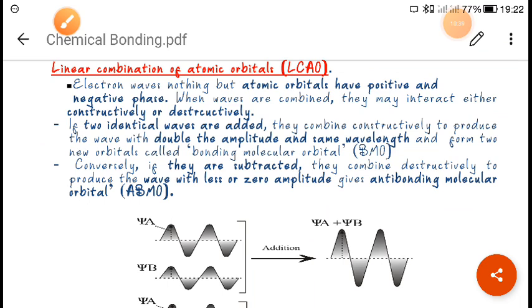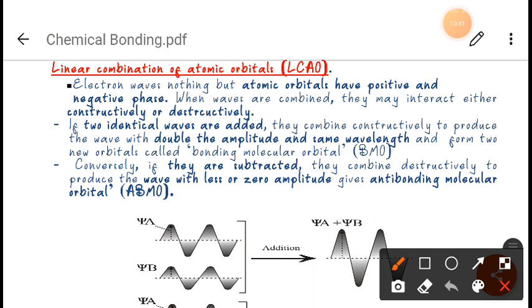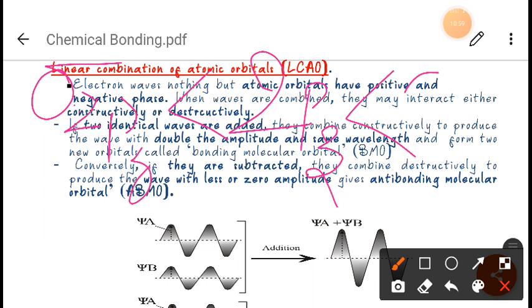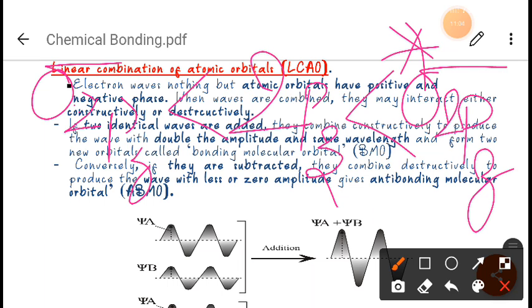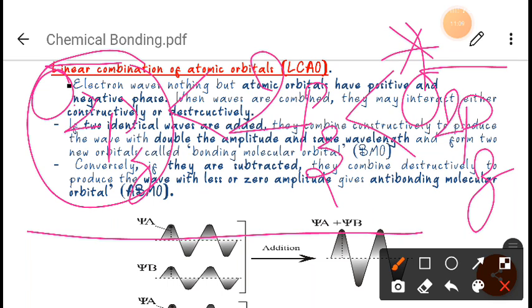Let me write here so that you can understand. The energy of sigma 2pz will be less than the atomic orbital, which is 2pz, and that will be less than sigma star 2pz. So I hope you have understood. This is the variation in energy. The bonding orbital comes first, after that the atomic orbital, and after that the anti-bonding molecular orbital.